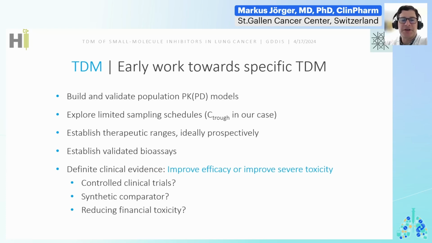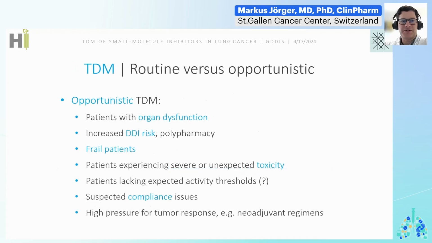So we need a PK/PD model because that's a precondition to establish a therapeutic range. A bioassay, of course, we already mentioned that. And then the big question is, should it be controlled clinical trials? Today, there is a lot of discussion about synthetic comparators. Of course, reducing financial toxicity can be an endpoint. It does not, in my opinion, have to be necessarily the improvement of clinical activity.